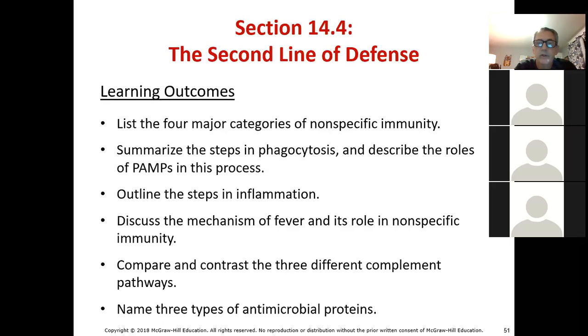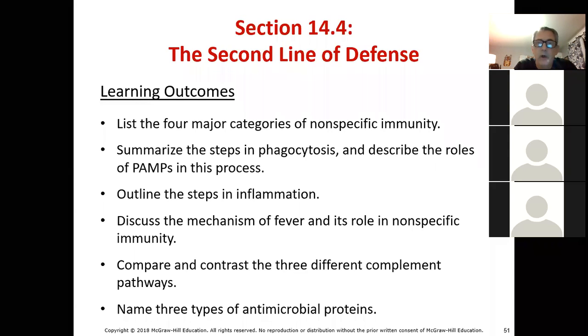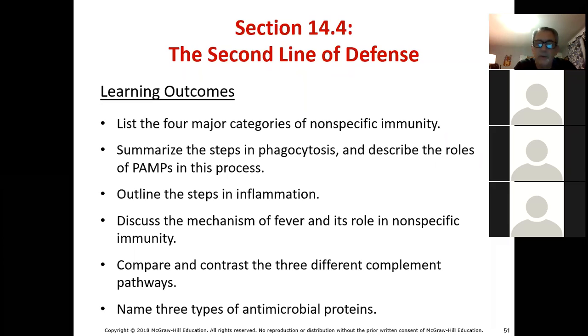The second line of defense, the major categories of nonspecific immunity, we're kind of jumping back, summarizes the steps in phagocytosis. We're going to talk about the steps in phagocytosis and the role of the PAMs in this process. These are the foreign antigens. We're going to talk about the steps in inflammation, the mechanism of inflammation, and how fever plays an important role in our nonspecific immunity. We're going to talk also about a series of proteins made by the liver called complement. Complement proteins play an important role in our innate defenses and do three important things. We're also going to talk about some other antimicrobial proteins that our body has.